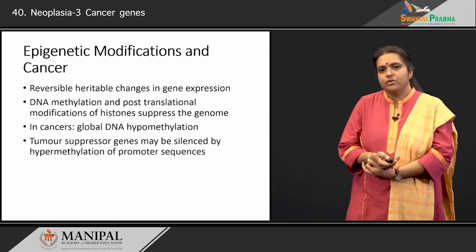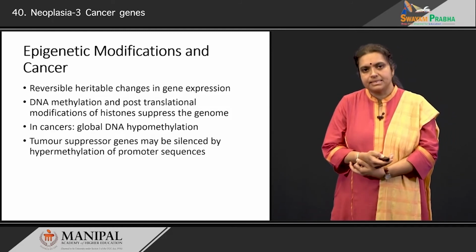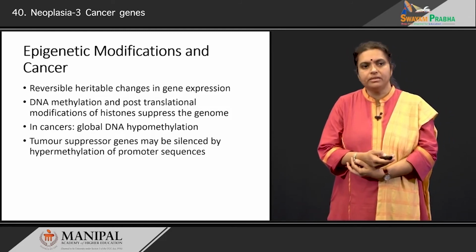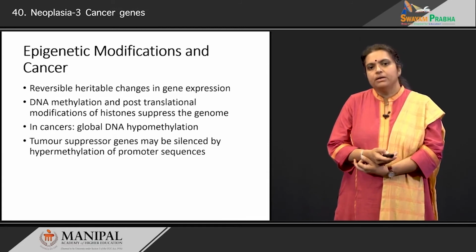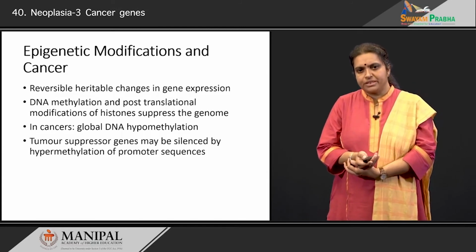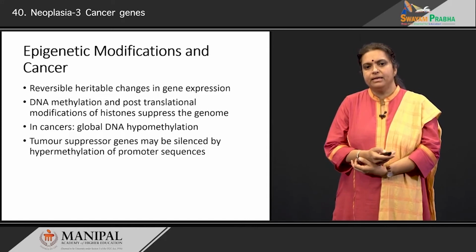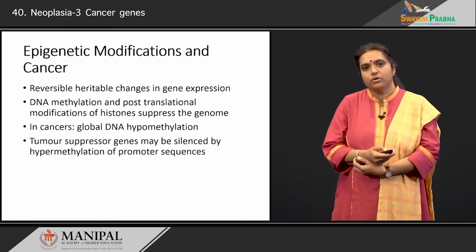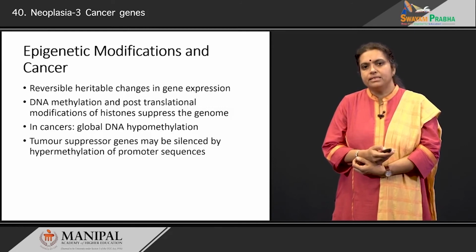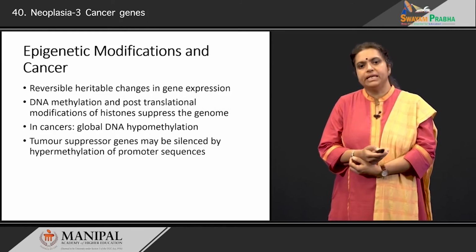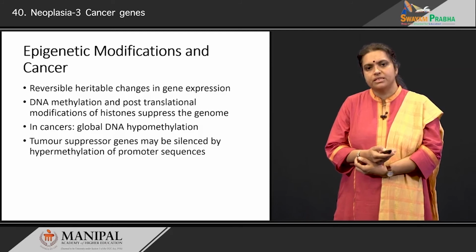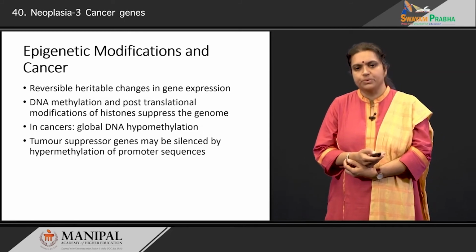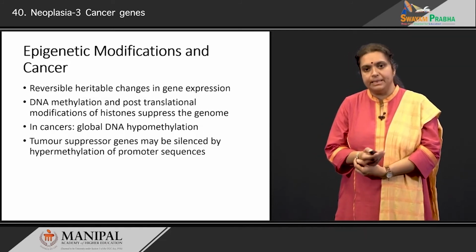The last modification that can occur in cancers is what are known as epigenetic modifications. Now, what are these epigenetic modifications? Normally, there is a large part of the genome that is the non-coding region, and these are all suppressed due to DNA methylation and post-translational modifications of histones. This is in a normal cell.